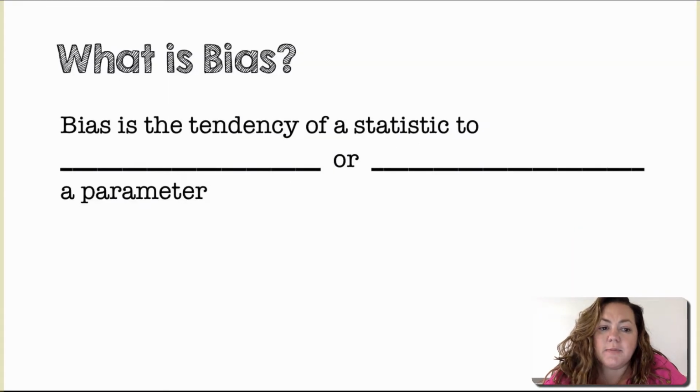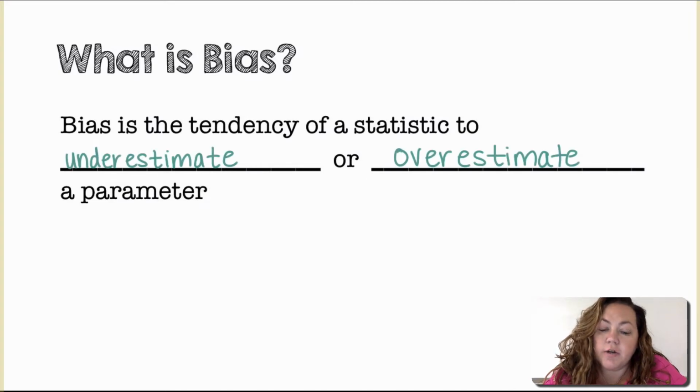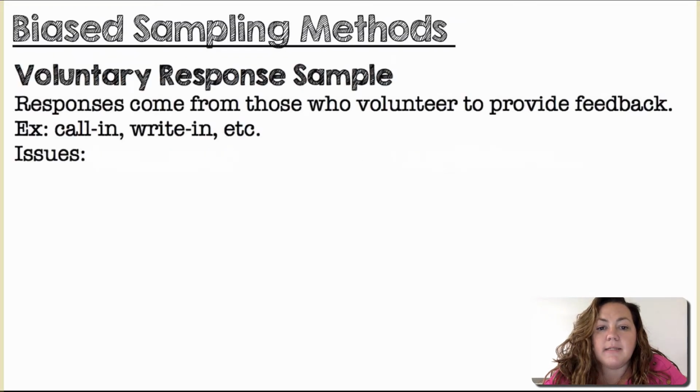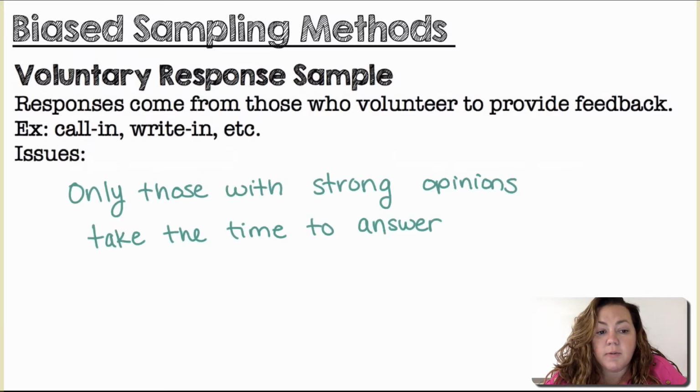All right, so what is bias? Bias is the tendency of a statistic to underestimate or overestimate a parameter. Bias sampling methods include voluntary response sample, which is when the responses come from those who volunteer to provide feedback. For example, if it was like, hey, call in on a radio show, or write in, or something like that. The issue with a voluntary response sample is that only those with strong opinions take the time to answer.